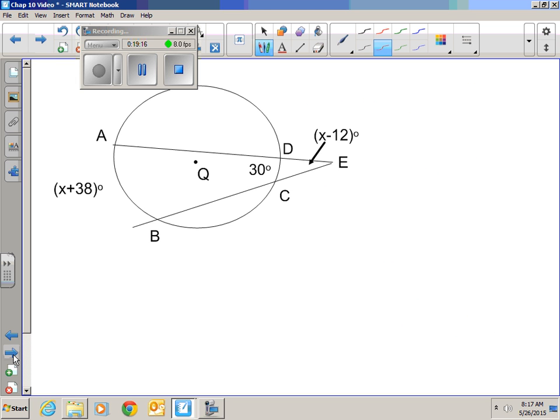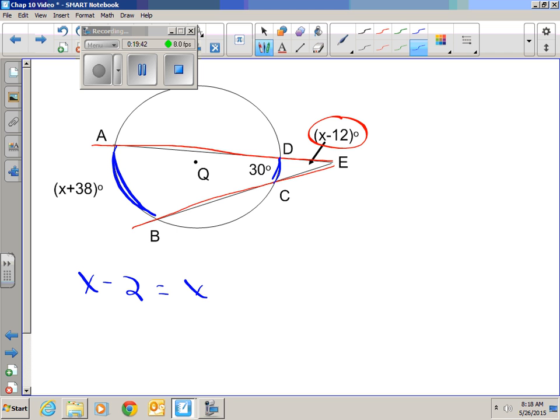One last problem. What type of angle do we have here? Very good. It is a secant. Secant angle. The measure of the angle is equal to half the difference of the intercepted arcs. We're just going to do some algebra now. So I know that x minus 12 is equal to x plus 38 minus 30, all divided by 2.